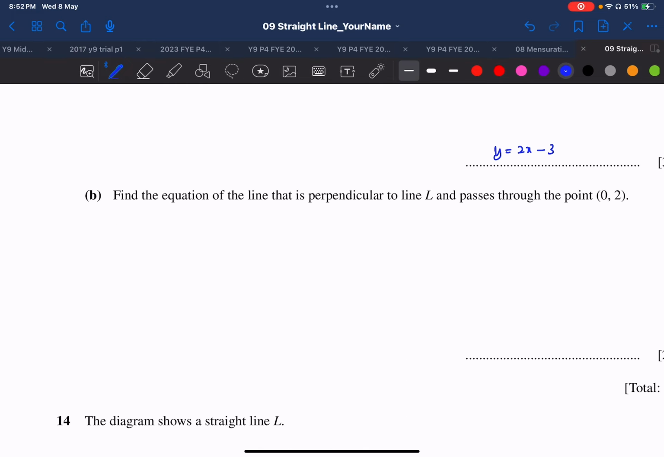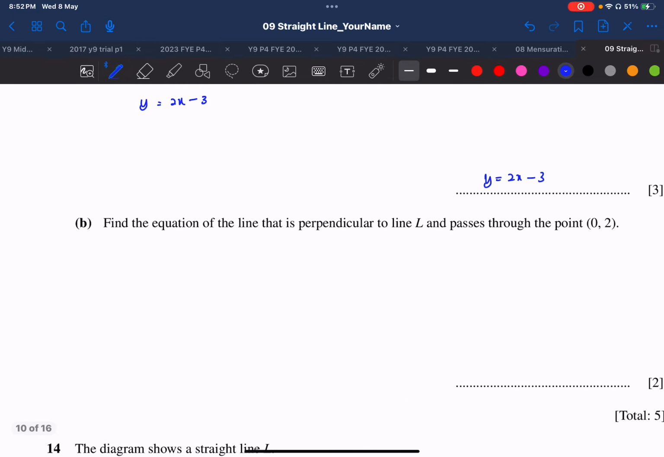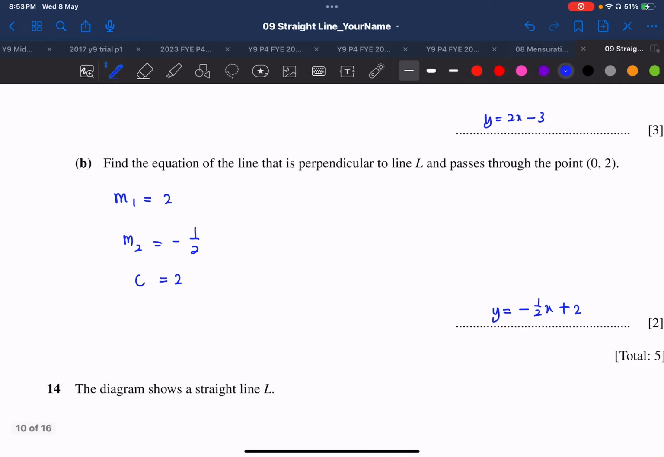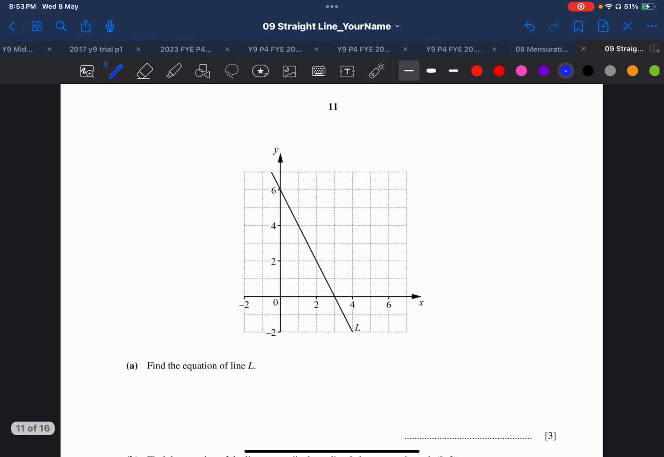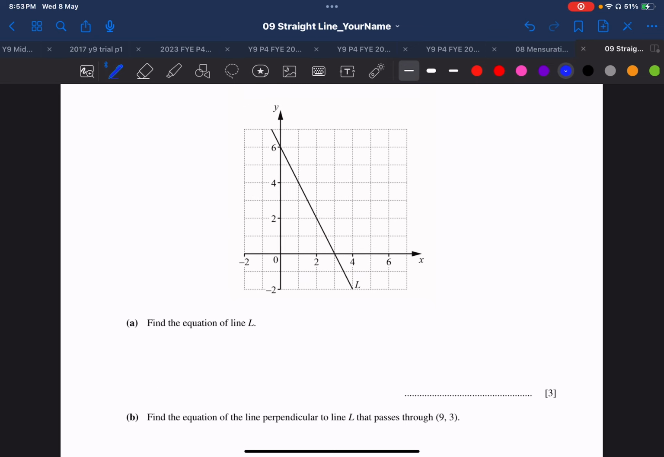Next one, find the equation of the line that is perpendicular to line L. Perpendicular, so the first gradient, as you know, is 2. So definitely the second one is -half, with the c, which is 2. So very easily you can get the equation for the perpendicular line. Next, we go to question 14. Find the equation of line L.